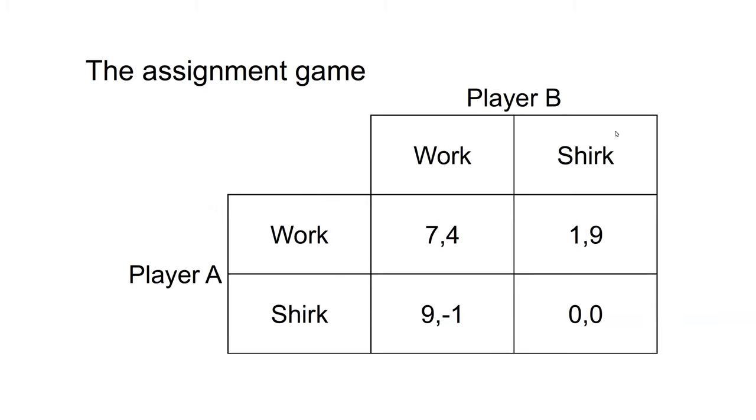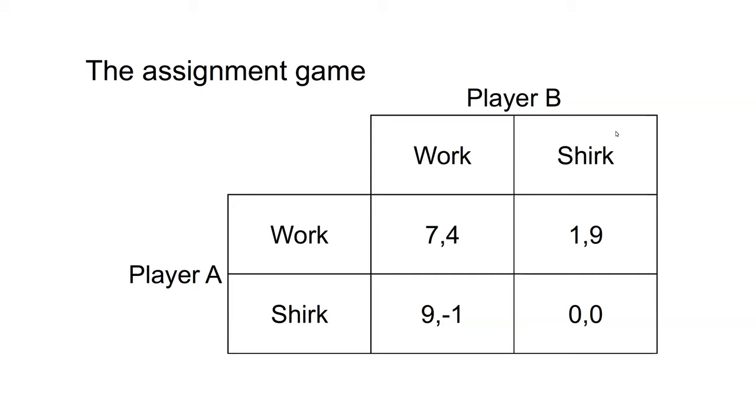Let's consider another example of Level K thinking involving a game called the assignment game. Each player needs to decide if they will work or shirk. If they both work, they receive a good payoff. They receive an even better payoff, however, if they shirk while the other works.